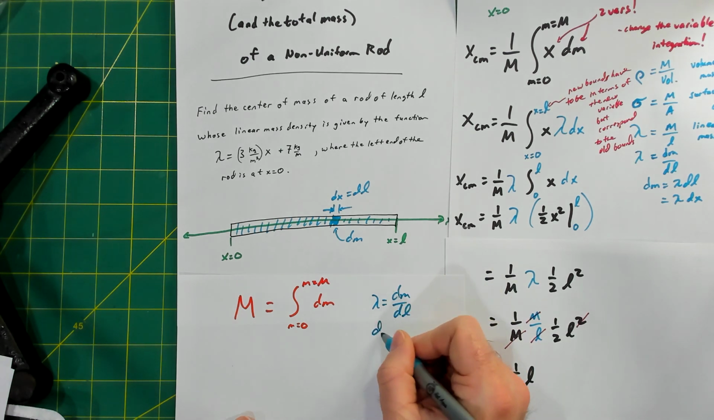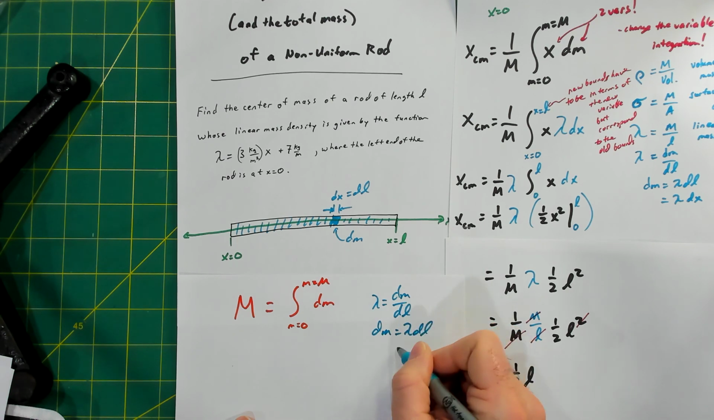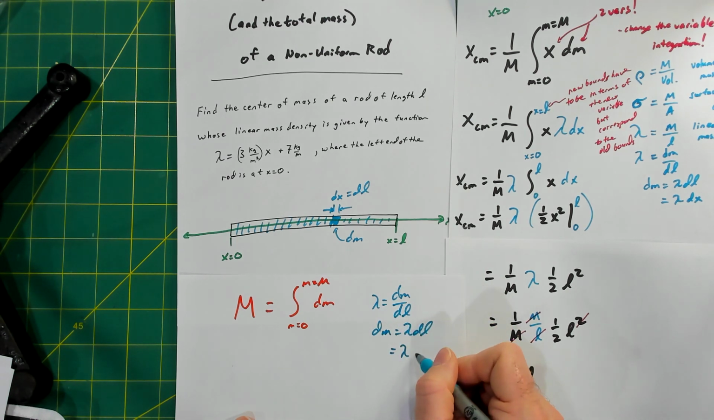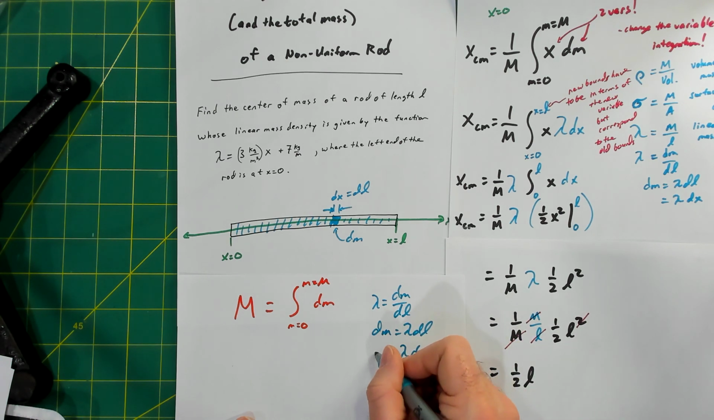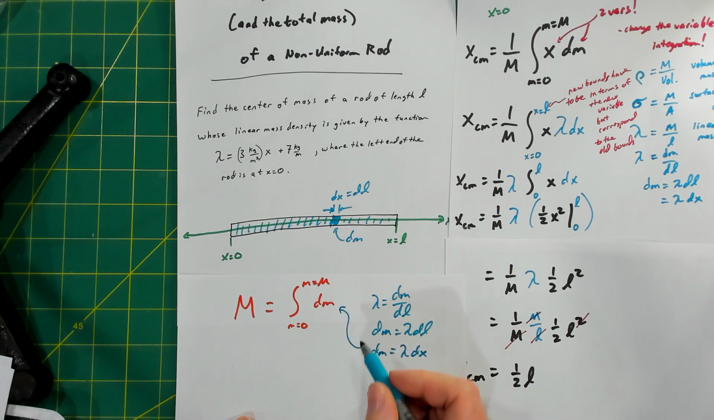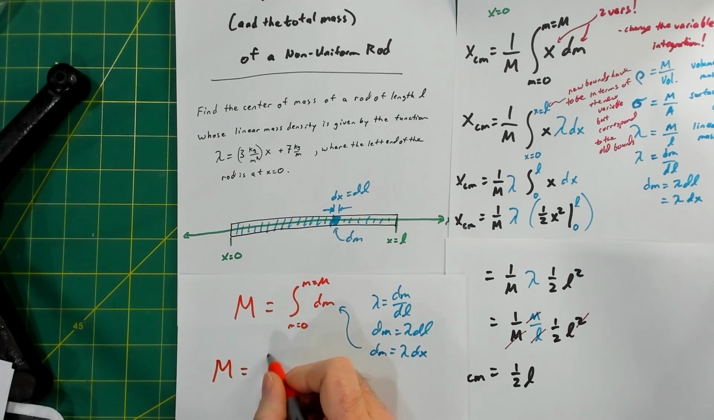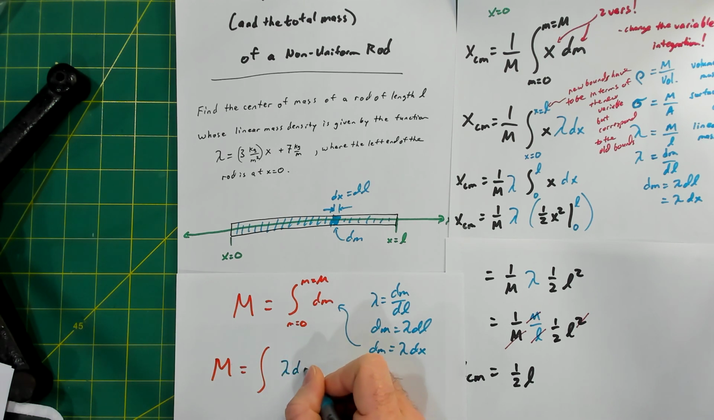And again, I'm going to rearrange and say, yeah, that means dm is lambda dl. And I'm going to say that dl and dx are the same thing in this problem. So this is a substitution I'm going to make. And so my total mass is going to be the integral now of lambda dx from x equals 0 slice to x equals L. Again, changing my variable of integration to x means my bounds have to change to match and still correspond to the old bounds. Again, the lambda is not a constant.